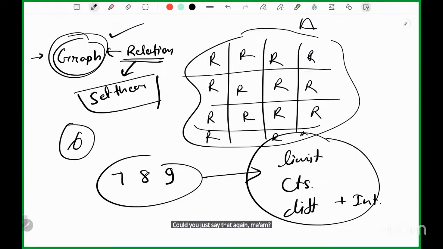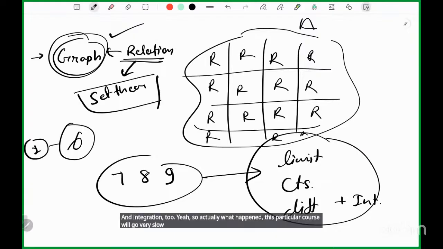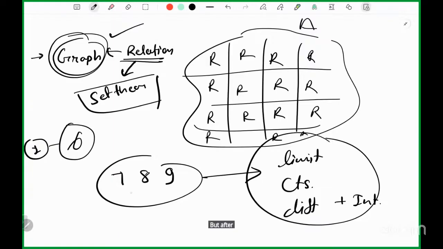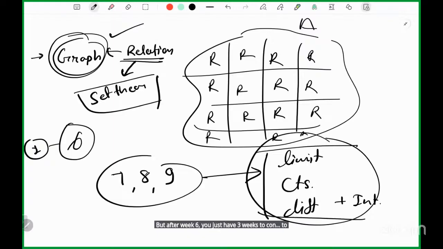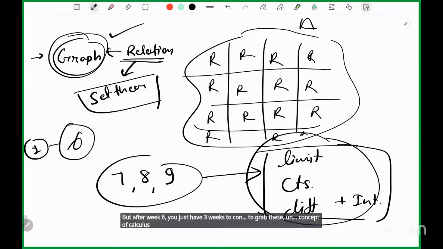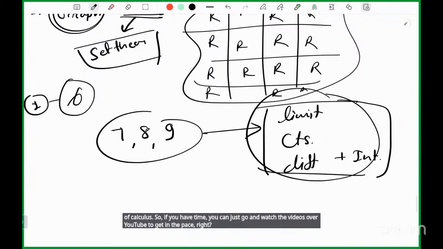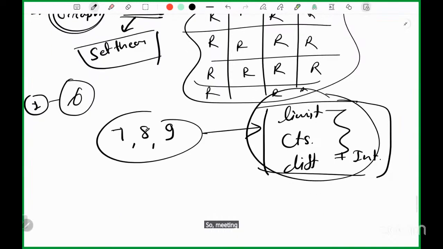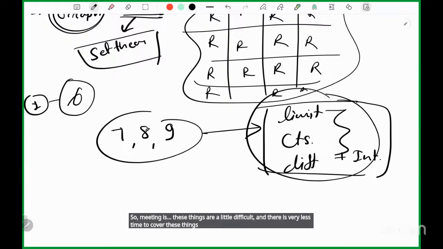Yeah, so this particular course will go very slow from week 1 to 6. But after week 6, you just have 3 weeks to grasp these concepts of calculus. So if you have time, you can go and watch the videos on YouTube to get up to pace. These things are a little difficult and there is very little time to cover limit, continuity, differentiability, and integration.